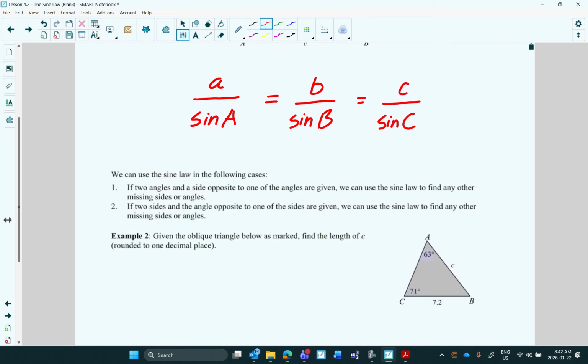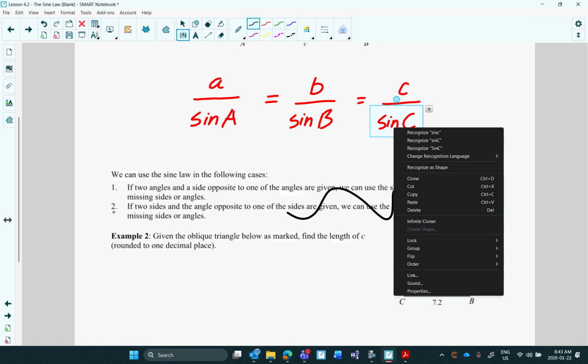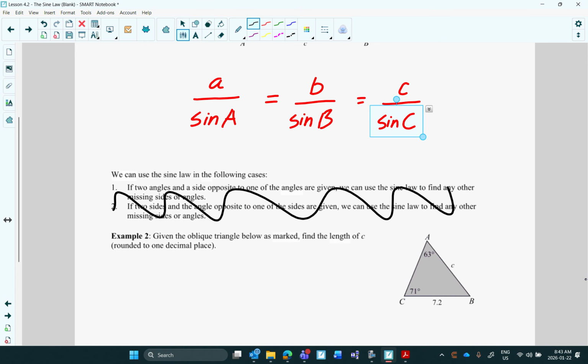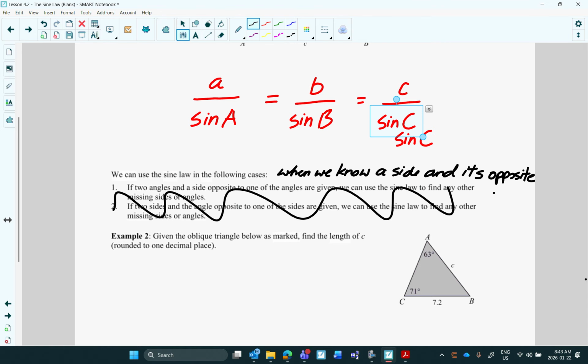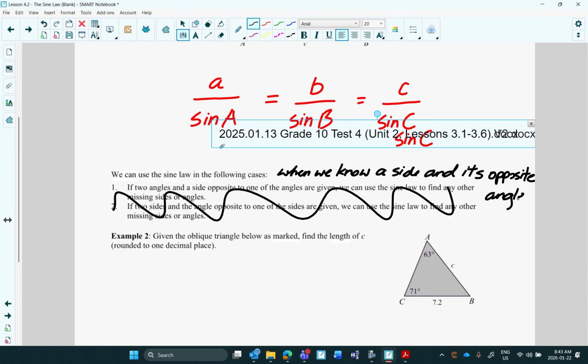Where do we use sine law? Because sometimes sine law isn't going to work. I need to change this. I just want you to take this out. Because really, I can sum it up to this: when we know a side and its opposite angle, that's really when we use sine law.